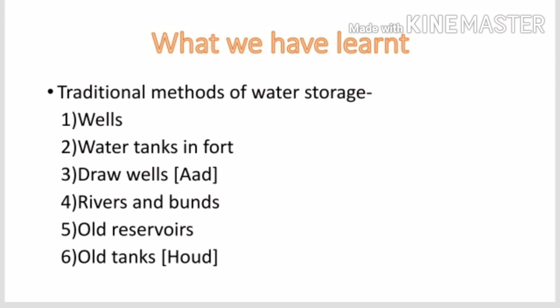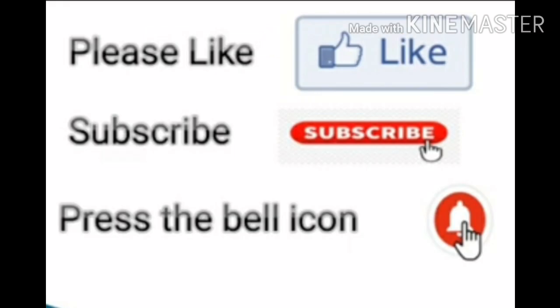So, what we have learned today: there are 6 traditional methods of water storage. First one is wells, second one is water tanks in forts, third one is draw wells, another name is ARD, fourth one is rivers and bunds, fifth one is old reservoirs, and sixth one is old tanks, another name is haud. So students, do understand the concepts and revise at home.